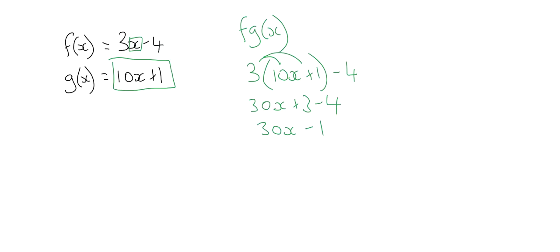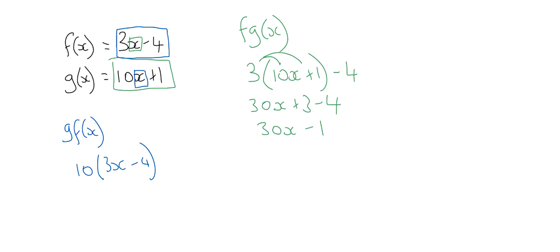All right, now I can do this the other way around and I will get a different function. If I want gf of x, I'm going to start with g and instead of the variable, I'm going to plug in all of f. So I can have 10 and instead of x, I've got 3x minus 4 and I've still got my plus 1. So again, I'm going to distribute. I get 30x minus 40 plus 1, which gives me 30x minus 39. Do we remember this stuff? Okay, so composite functions.